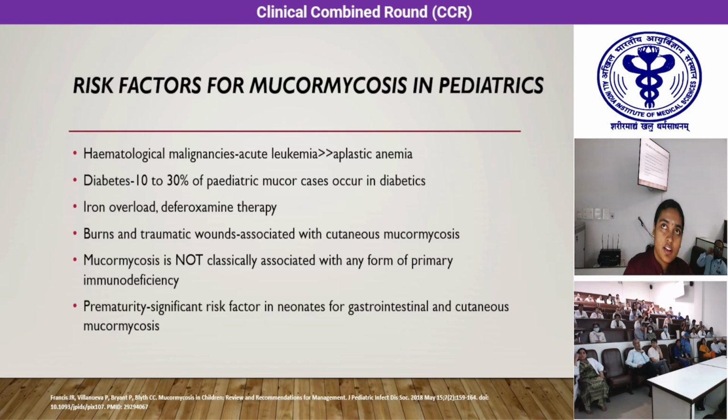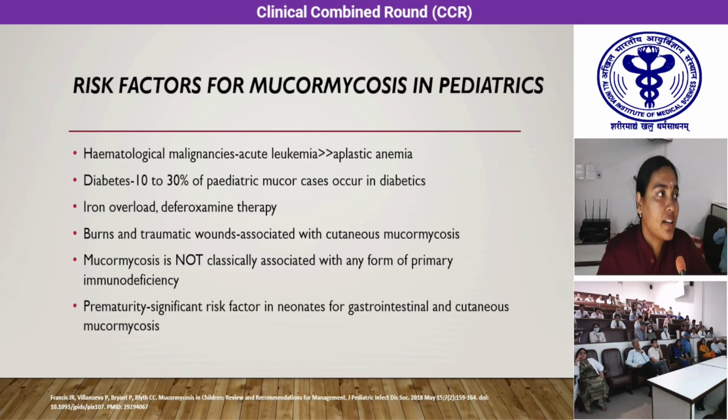Good afternoon. Now, moving on to the risk factors for mucormycosis in pediatrics. The most common associated risk factor in the pediatric population is hematological malignancies, and acute leukemia has been found to be associated with mucor, followed by aplastic anemia. And 10 to 30% of pediatric mucor cases occur in children with diabetes. Apart from that, we have other risk factors like iron overload and deferoxamine therapy.